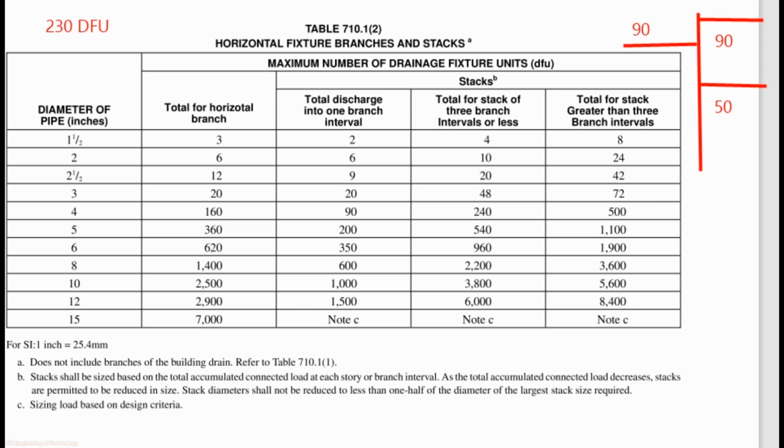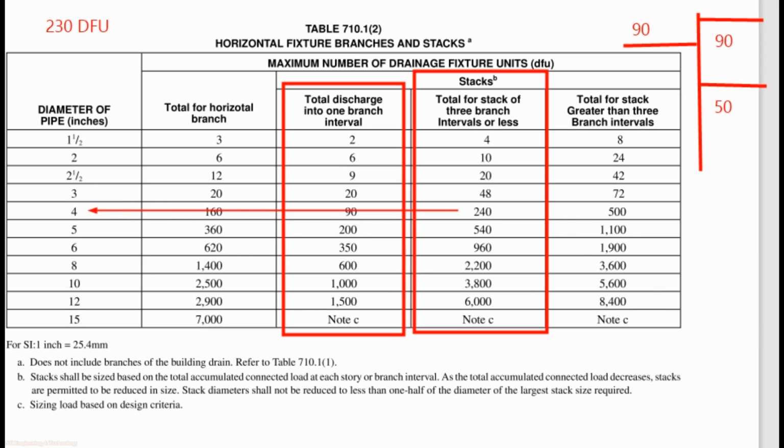Now we will design the stack for this building. As this building is 3 stories, we will select this column, and from here we will select the row having 240 drainage fixture unit value, and the corresponding pipe size will be 4 inch. Then we will check the total discharge into one branch interval, and from here you can see for 4-inch pipe size the maximum drainage fixture unit value for one branch is 90, and for our building also we have a maximum of 90. So in this way we can select the 4-inch pipe size as the stack for this building.